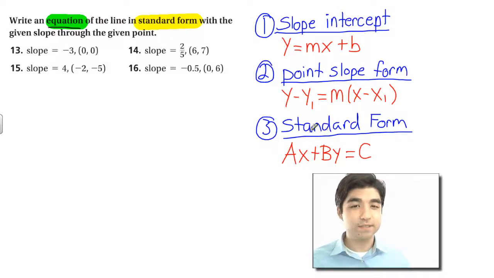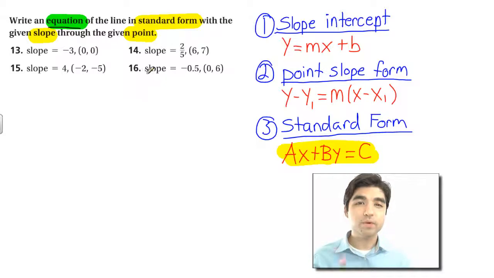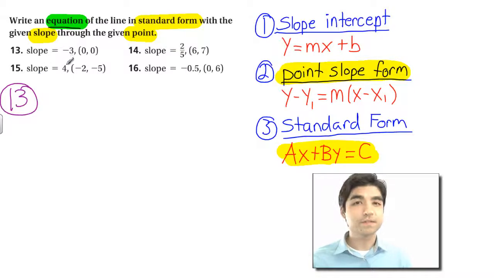So again, they want us to use standard form, so our final answer needs to be in this form right here. So they give us, though, a slope and a point. So think about which form you would start out with. Probably the best form would be to start out with the point-slope form. So let's try the first one. It says number 13, they give us a slope of -3 and a point of 0, 0.